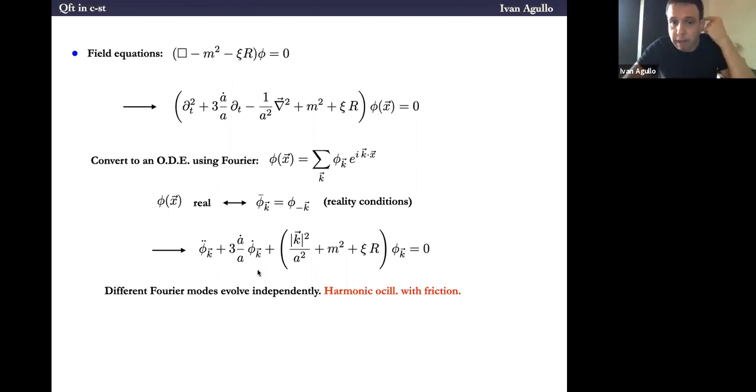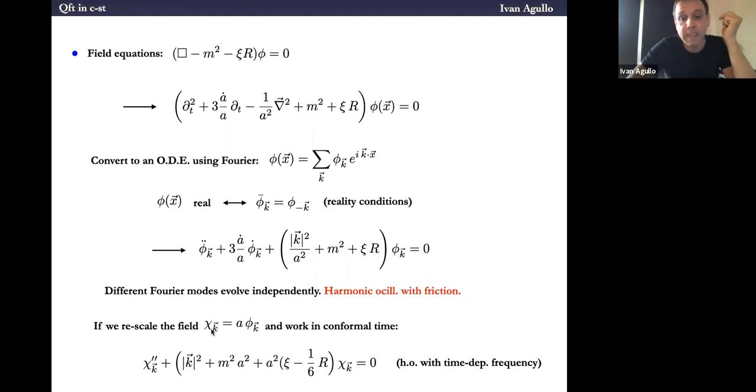And if you are bothered by the friction term, don't worry. The friction term can always be eliminated. For example, let me rescale the field phi of k by multiplying by the scale factor, and use conformal time. So change from cosmic to conformal time. Then it's a simple exercise to change variables in this equation. And the equation that you get is psi double prime, conformal time second derivative, plus something times psi, and there is no psi prime. So we have eliminated the friction term with this change of variables. Therefore, this is a harmonic oscillator with a time-dependent frequency. This is the frequency. There is a missing parenthesis here, by the way.